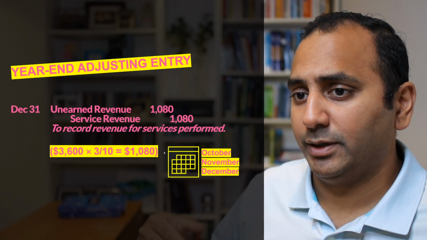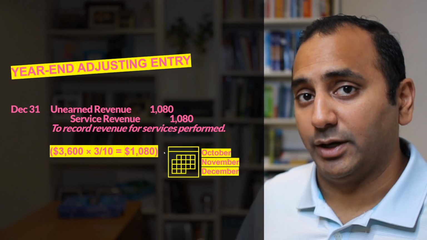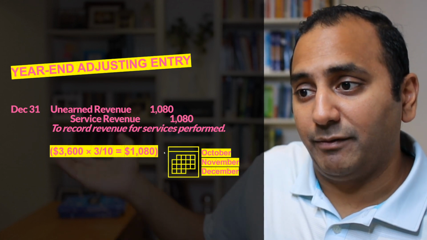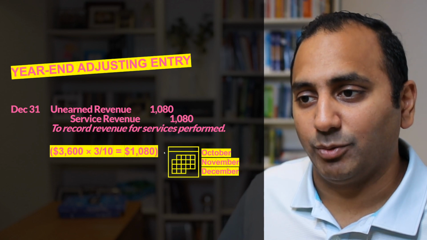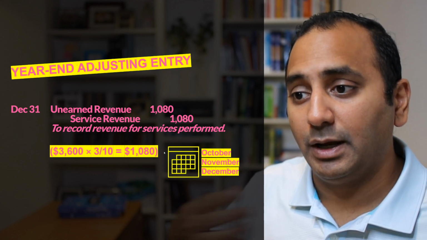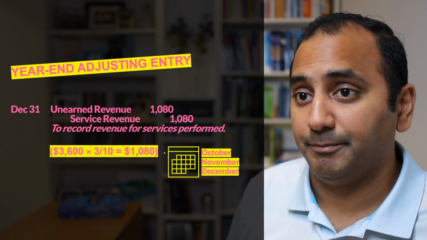What's our journal entry? On December 31st, debit unearned revenue to reduce unearned revenue and increase revenue, credit service revenue, for $1,080. Okay, and that's going to be to record the revenue for services performed. Our service in this case is to put on the games. That's exactly what we've done.